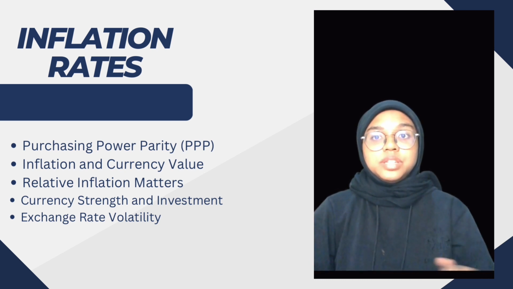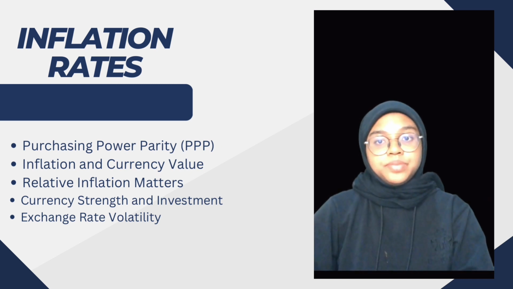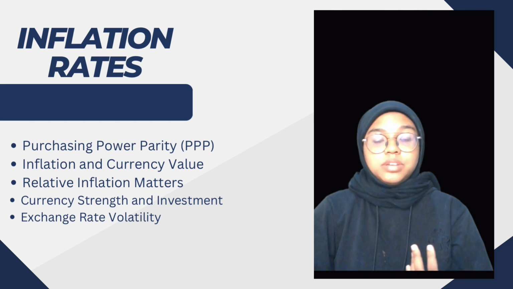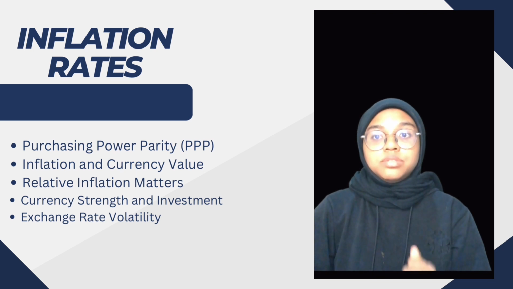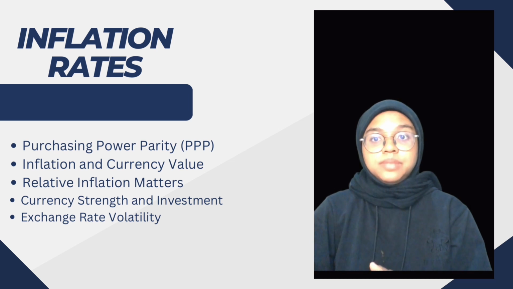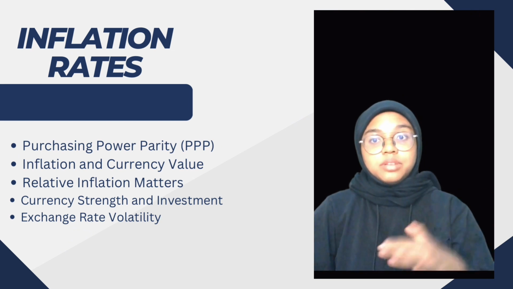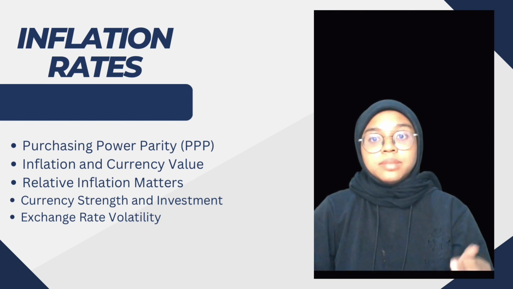So the next one is currency strength and investment. Foreign investment can come to a country with a strong currency because it allows lower inflation. Investors want to put their money into a currency that is stable and strong. And the last one, exchange rate volatility. When inflation is high, exchange rates can change a lot. The foreign exchange market goes up and down because of unpredictable price rises that make it hard to figure out what a currency is really worth.